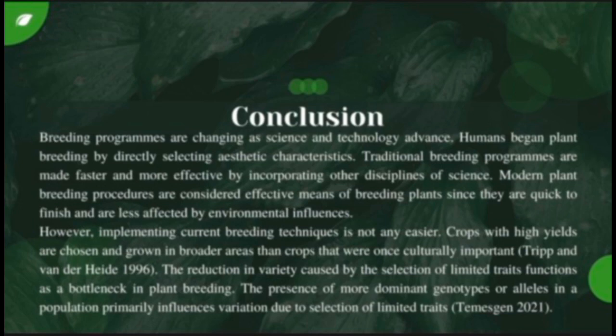Plant breeding programs are changing as science and technology advance. Traditional breeding methods are made faster and more effective by incorporating other disciplines of science, such as genetics and animal husbandry. The reduction in variety caused by selection of traits functions as a bottleneck in plant breeding. Crops with high yield are chosen and grown in a broader area than the crops that were once culturally important.